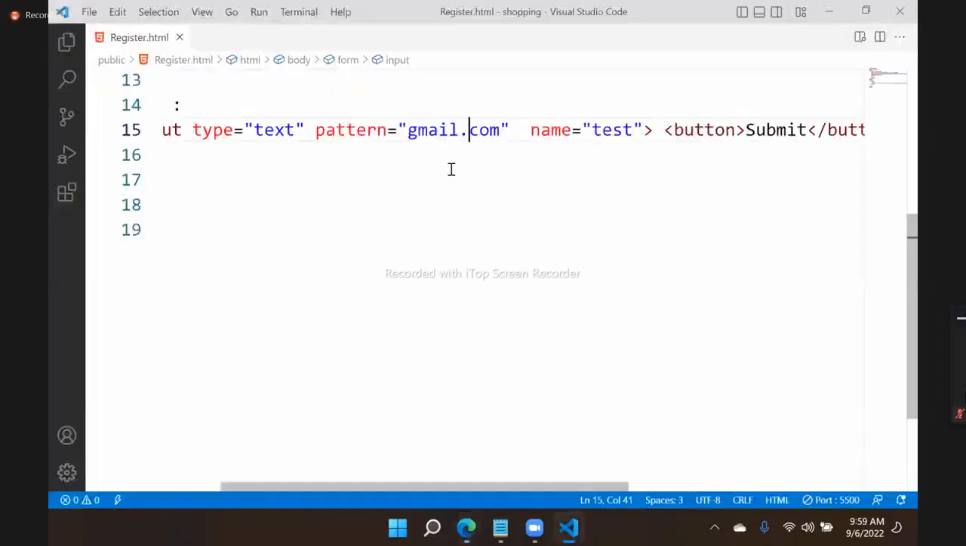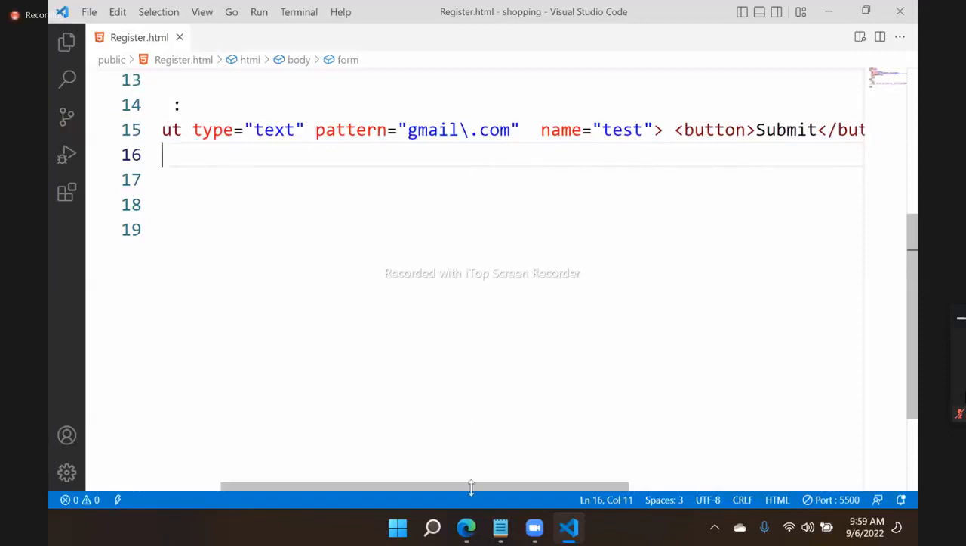It is working, but I should allow only the dot. But the dot indicates any character. Then we have to put it with a slash: slash dot. That means it will not allow the dot to act as a meta character. It will use it as a normal character.